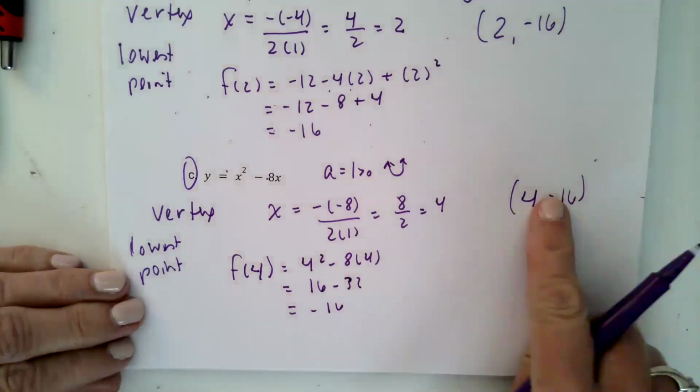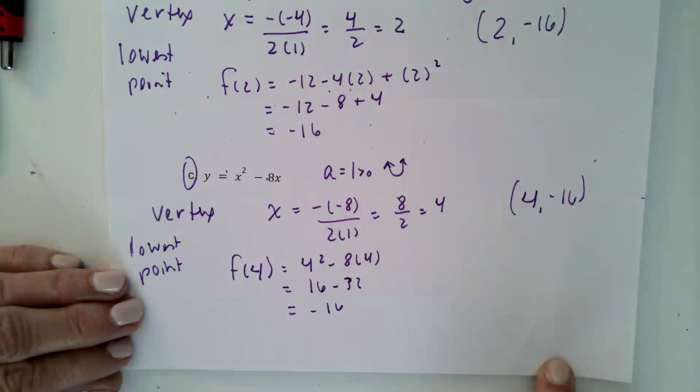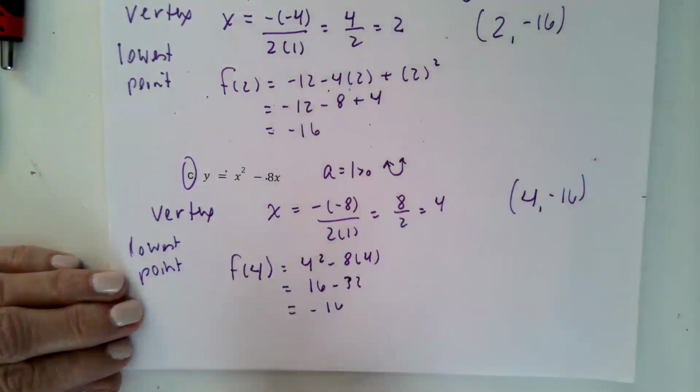So the vertex is way over to the right 4, down 16, and then it's the minimum point because it's face up.